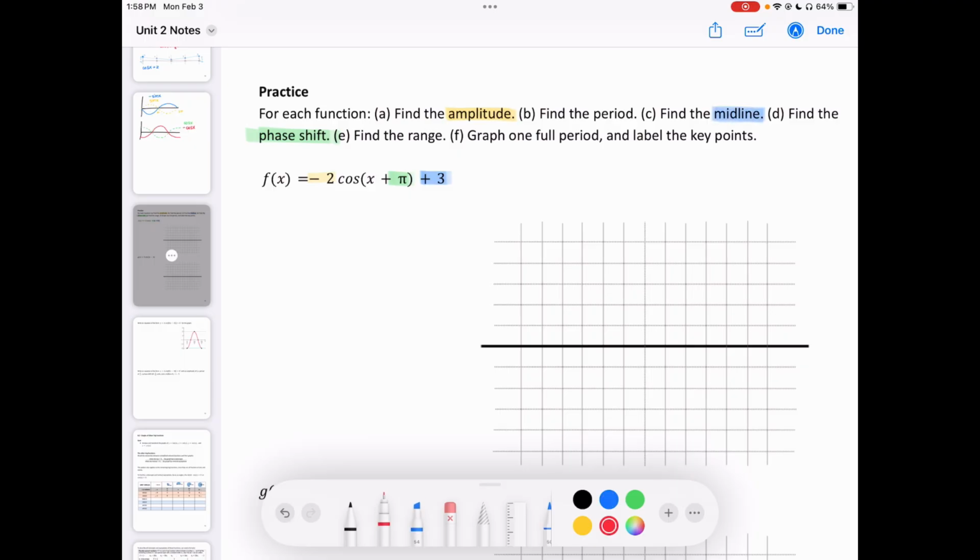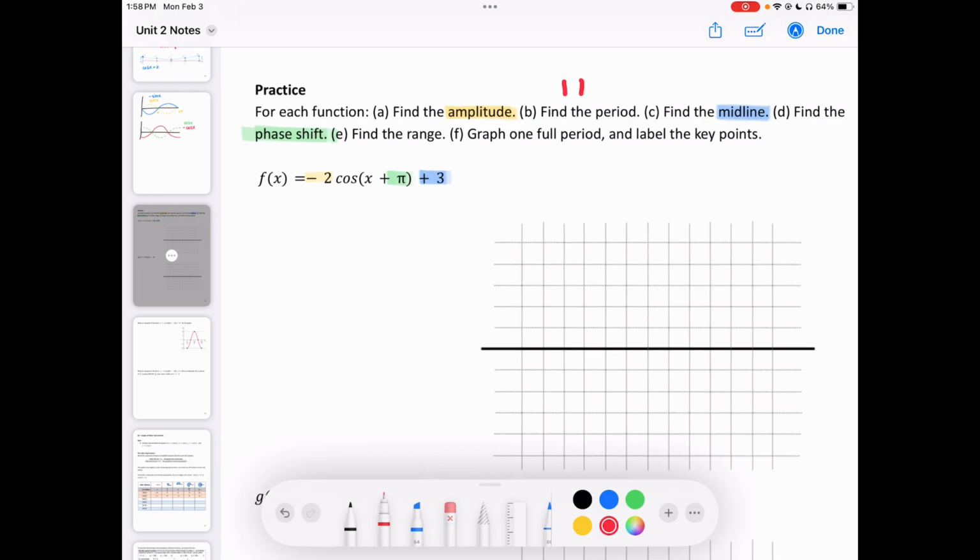We have a midline of 3. We have a regular period of 1 per 2 pi. And then we can find the range. Let me get another color here. The range will be k plus or minus a.